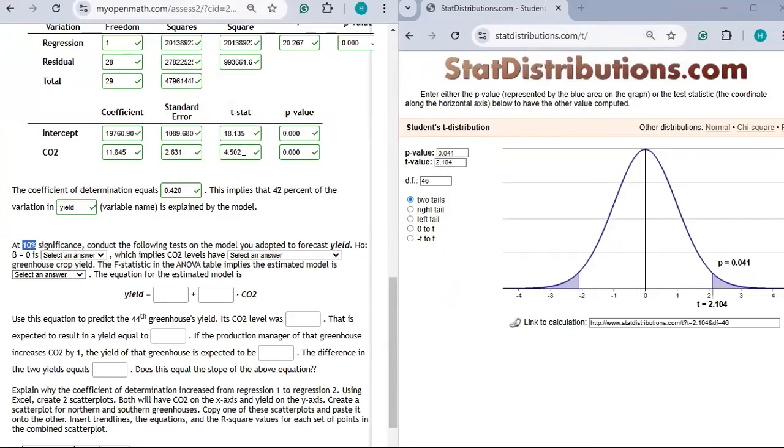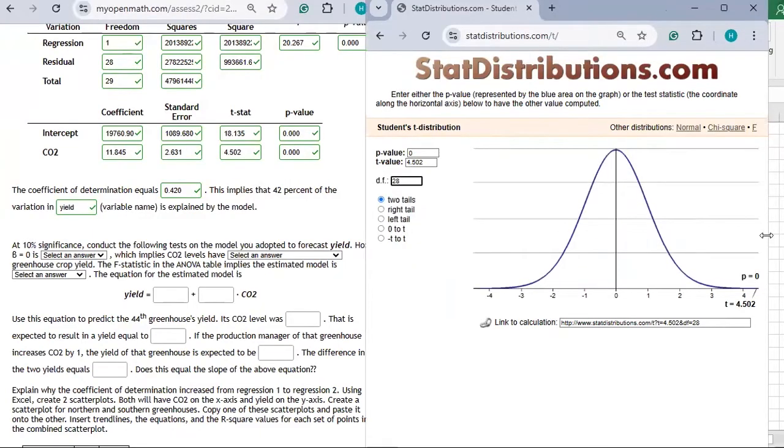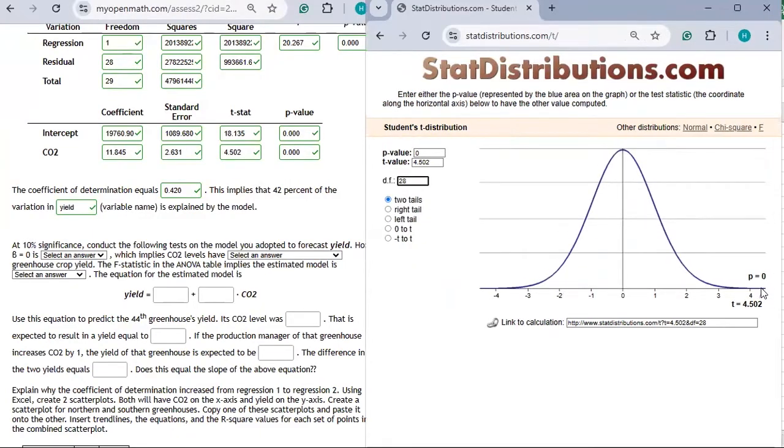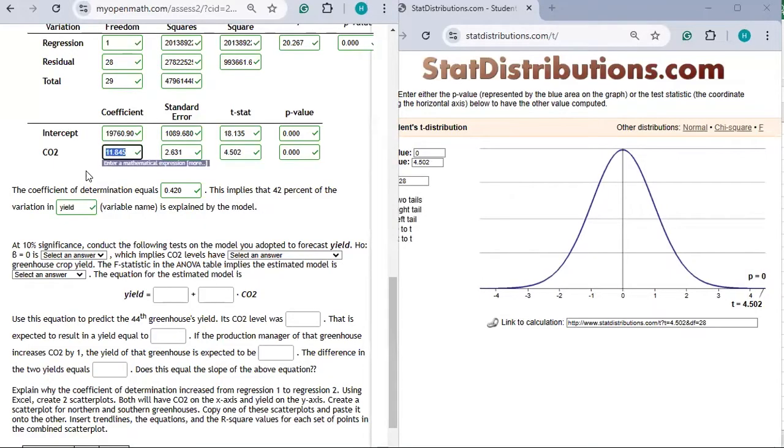Now my test statistic is 4.502. The degrees of freedom have changed to 28. And you can see the p-value is 0 here. The area to the right of this value, underneath this blue distribution, you can't see it. And the area to the left of negative 4.502, you can't see it either. This test statistic of 4.502 is a long ways away from 0, which means the statistical evidence of this being statistically different than 0 is very large.